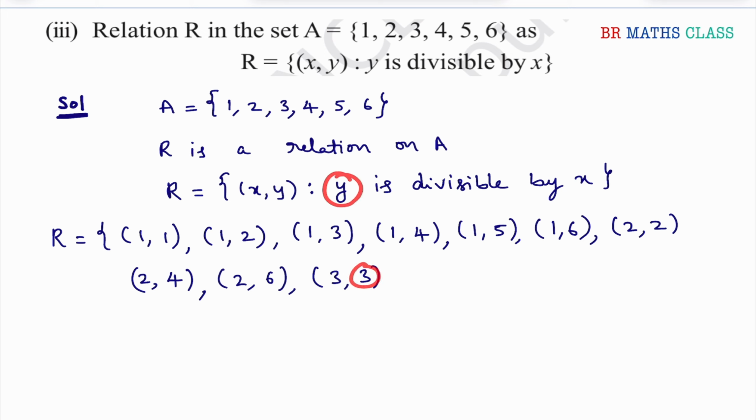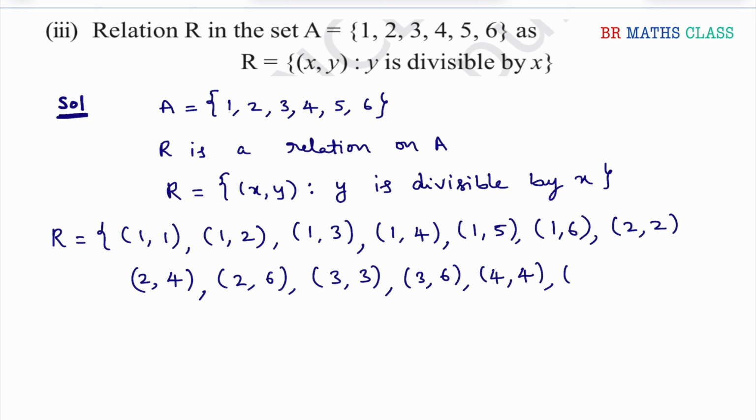3 comma 3 is there in A cross A, and 3 is divisible by 3. Okay. Next, 3 comma 4, no. 3 comma 5, no. 3 comma 6, yes, because 3 comma 6 is there in A cross A and 6 is divisible by 3. Okay. Now 4 comma 1, no. 4 comma 2, no. 4 comma 3, no. 4 comma 4, yes. 4 comma 4 is there in A cross A. 4 is divisible by 4. Okay. Next, 4 comma 5, no. 4 comma 6, no. Next, 5 comma 1, no.